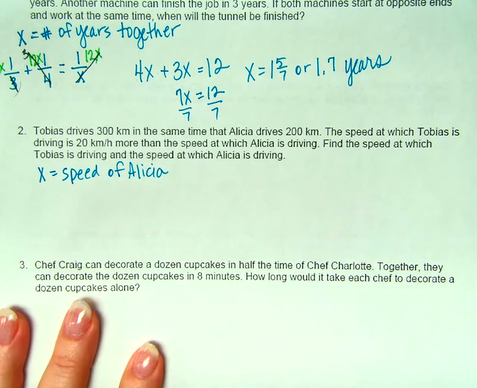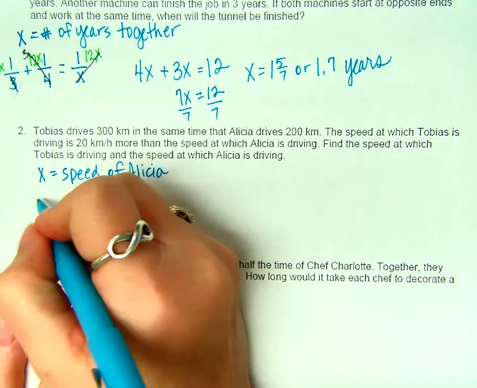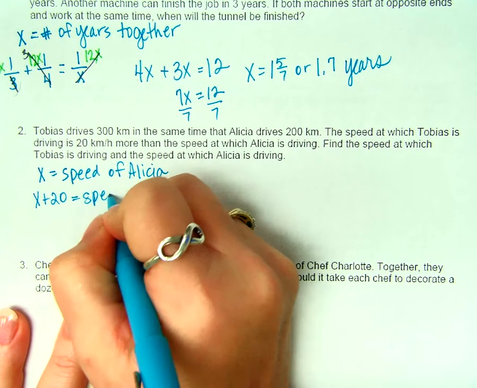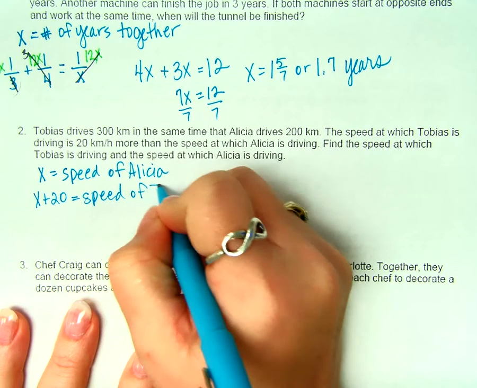If we know x is the speed of Alicia, how fast is the speed of Tobias? 20? 20 more. So how do we notate that? Perfect. X plus 20. And we're going to write that that's the speed of Tobias.